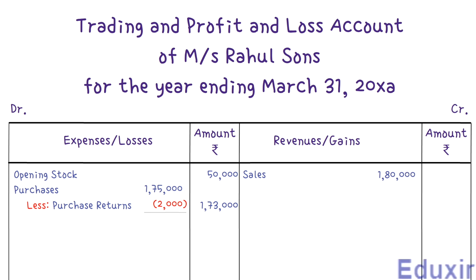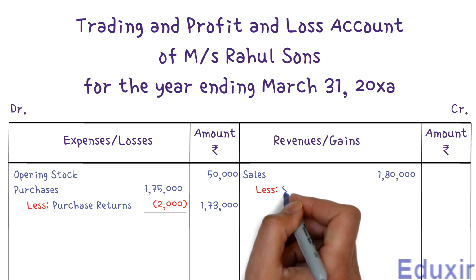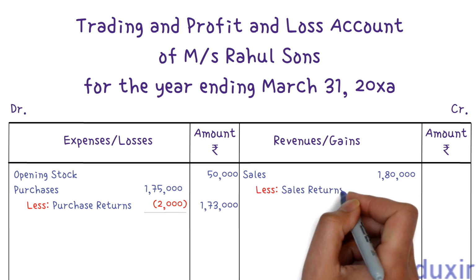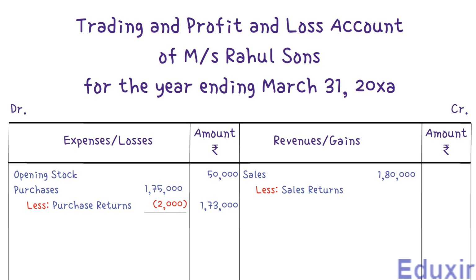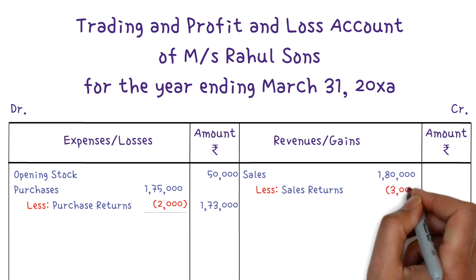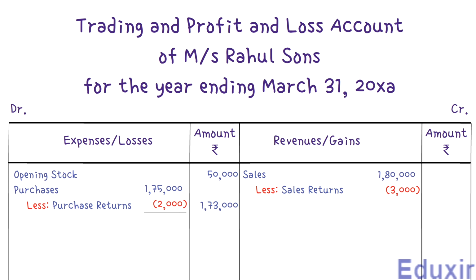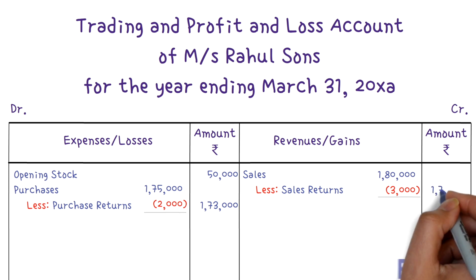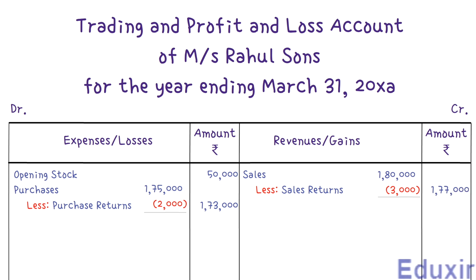The corresponding sales amount is 1,80,000 rupees. Now from these sales, we should subtract the sales returns. So let us lessen the sales returns from the sales. The corresponding sales returns amount is 3,000 rupees. Now from 1,80,000 rupees, if we subtract 3,000 rupees, we get 1,77,000 rupees. We write this amount in the amount column.